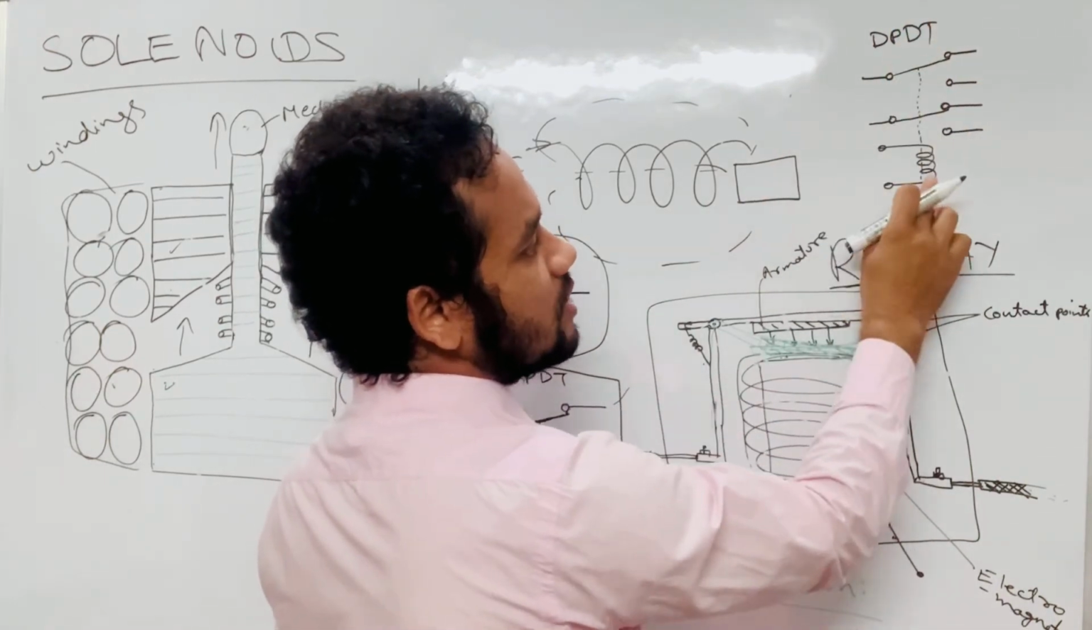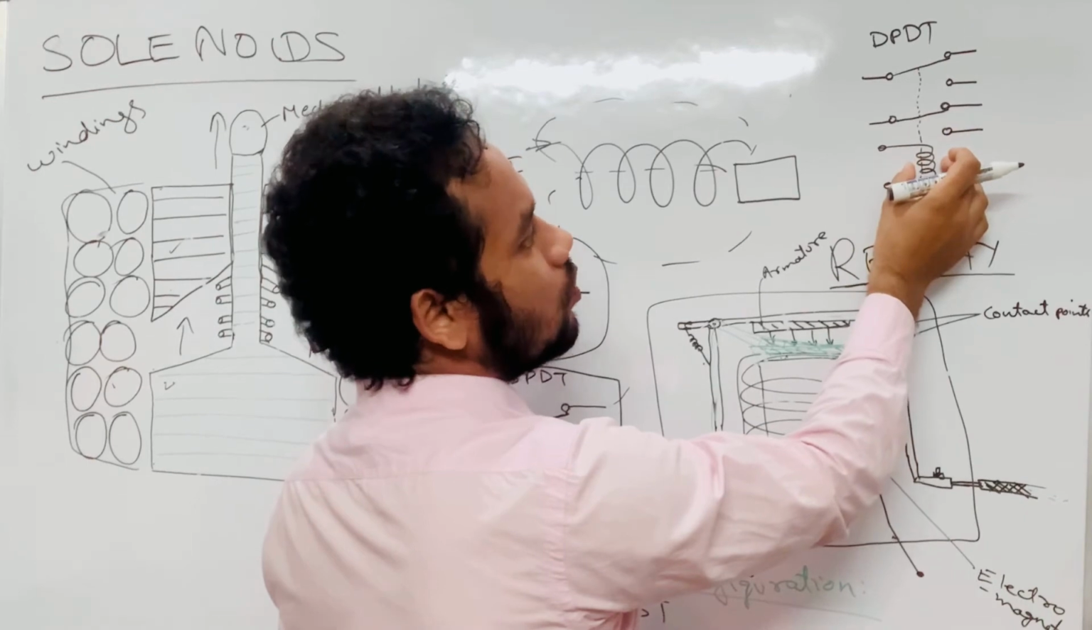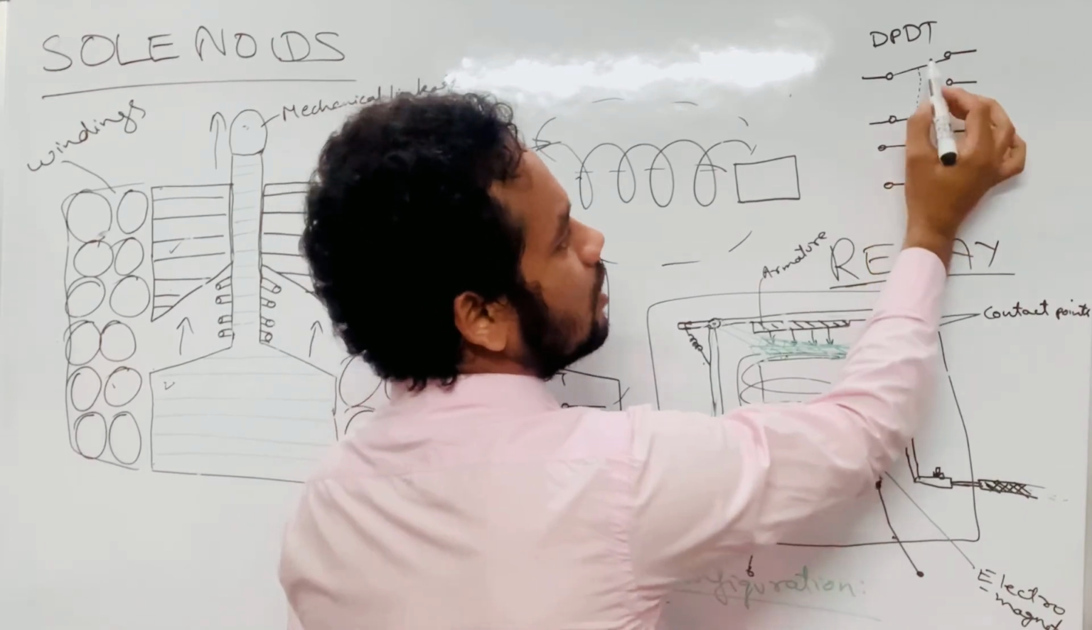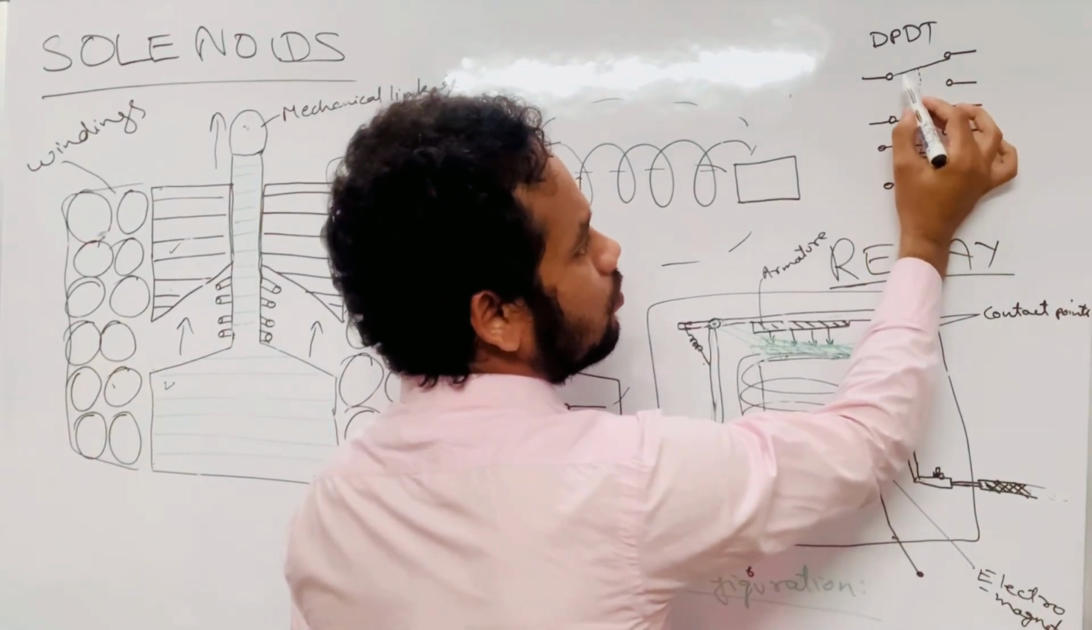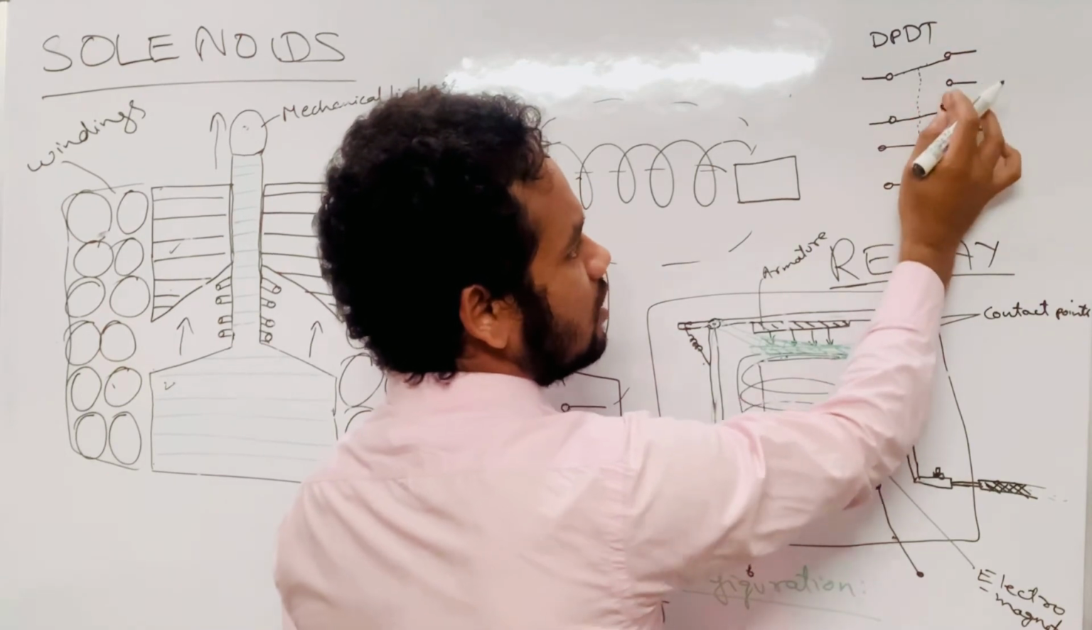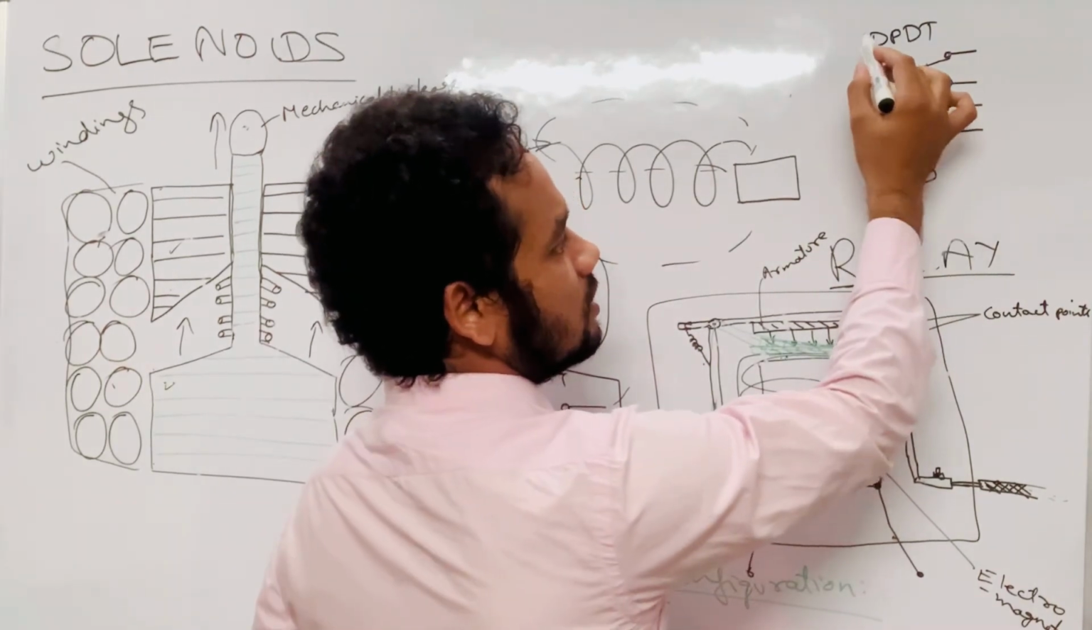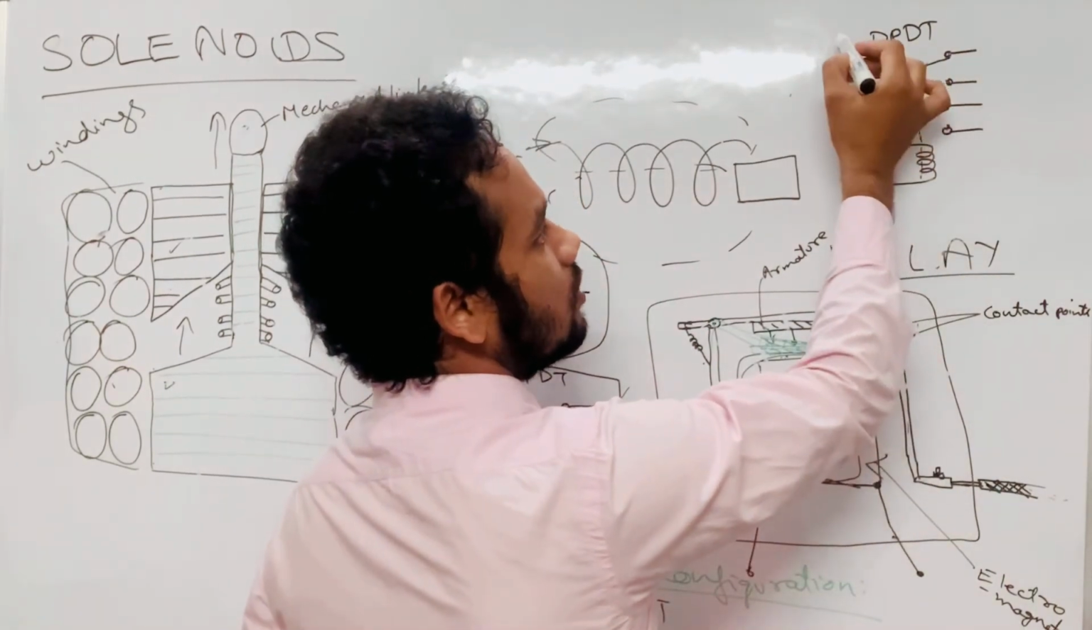So when I energize this, it will electromagnetize the core. When the core gets magnetized, it will shift both of these armatures together to the other point. Hence this type of relay is called the double pole double throw.